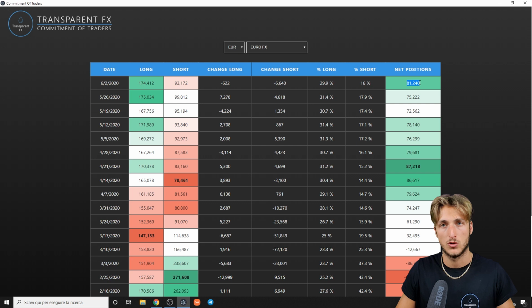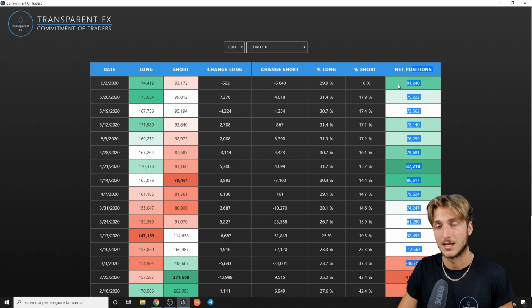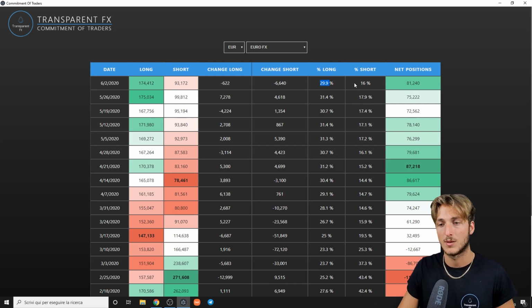Now, why am I saying EURUSD while here you read euro? Keep in mind that each and every currency in the market is traded on the spot actually against the USD. What does it mean? It means that if you're checking the data for the euro, what you're actually checking is EURUSD. So from an institutional perspective, we have seen a clear shift from having more shorts than longs to having more longs than shorts, with a 29.9% long exposure. So hedge funds have a 29.9% long exposure at the moment on EURUSD and a 16% short exposure.